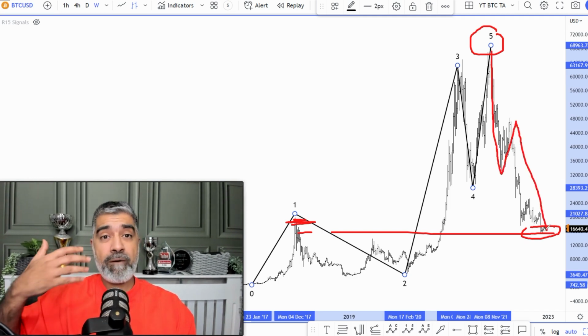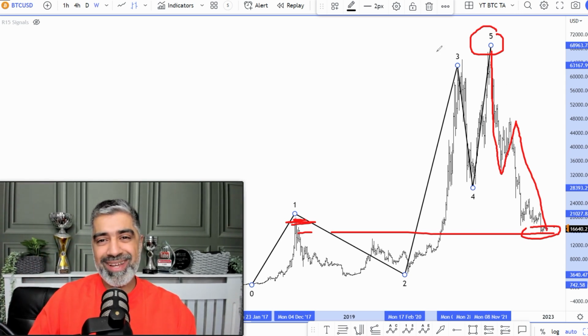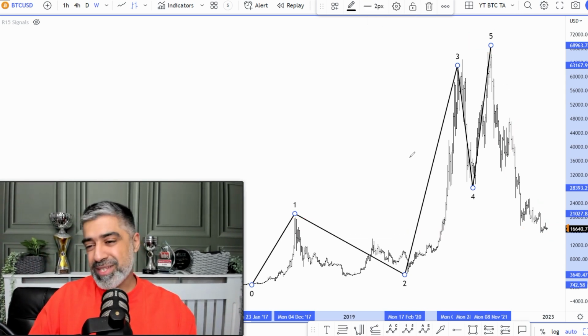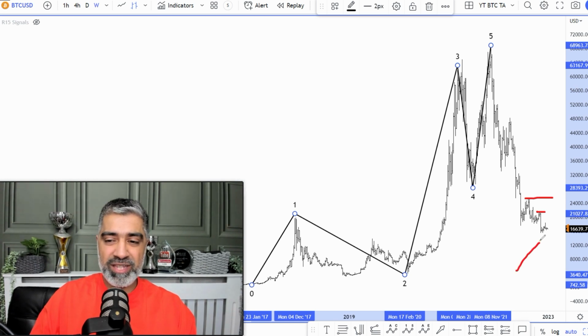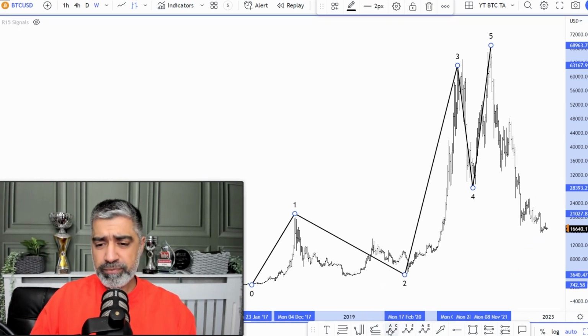Remember what I said? 5s and 3s. This red part is what I'm talking about as a 3-wave correction. Now, it doesn't mean it's complete. It doesn't look like it's complete because we want to see price go above these swing highs. That tells us this low is likely to be complete. But now let's just put a wave count on it.